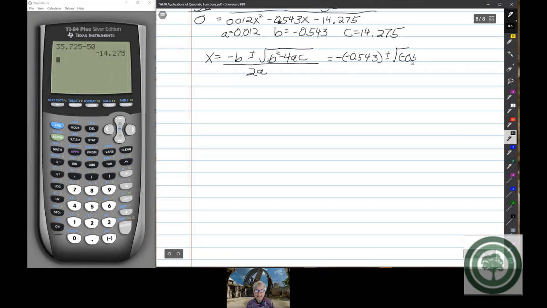negative 0.543 squared minus 4 times 0.012 times, negative, I left the negative sign off. Negative 14.275. Now I'll go ahead and expand my square root over. Notice that when I say over, I mean all over, starting right here at the very first negative sign. Over 2 times A.